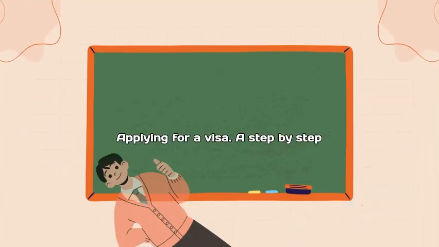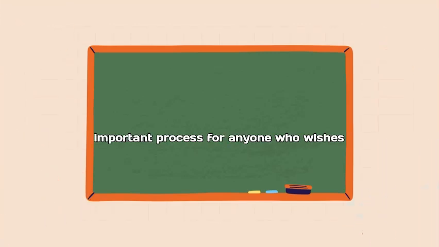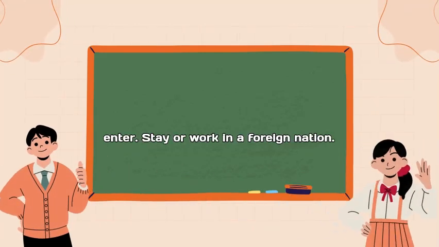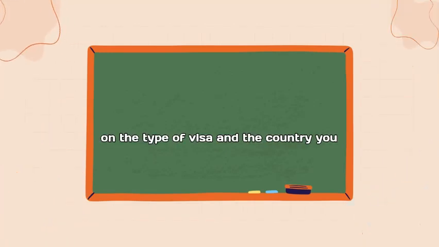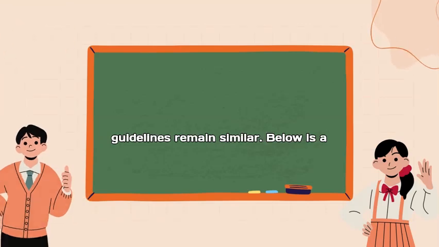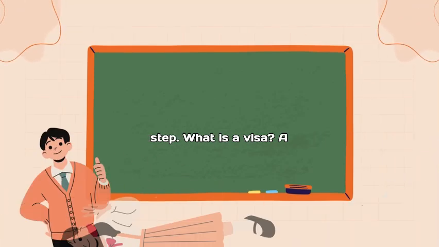Applying for a visa, a step-by-step guide. Applying for a visa is an important process for anyone who wishes to travel to another country. It is a formal way to request permission to enter, stay, or work in a foreign nation. Although the process can vary depending on the type of visa and the country you are visiting, the general steps and guidelines remain similar. Below is a detailed guide to help you understand the process of applying for a visa, step by step.